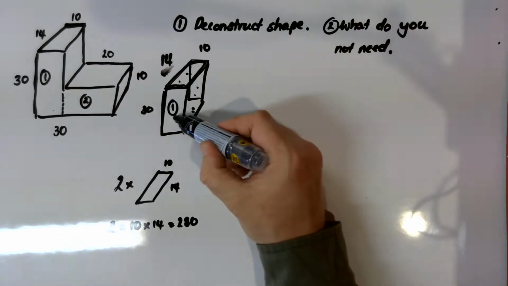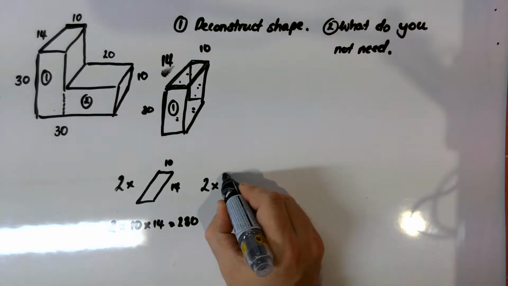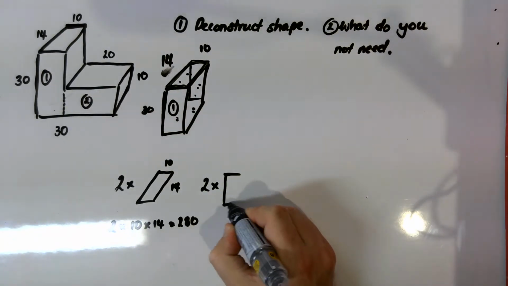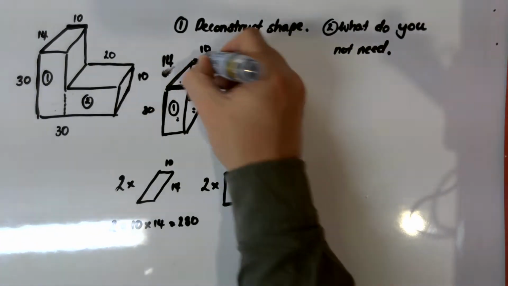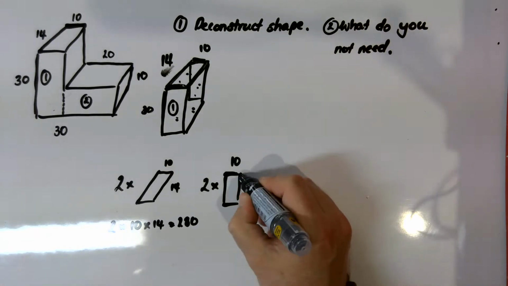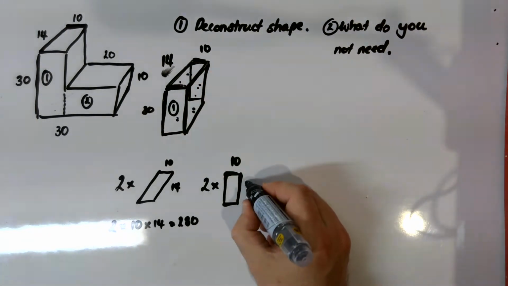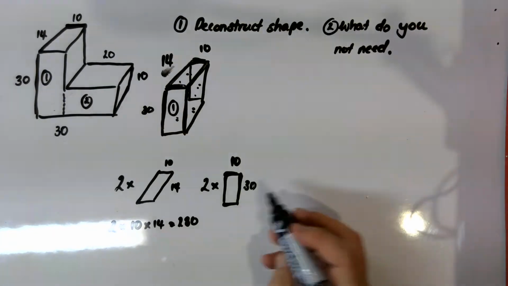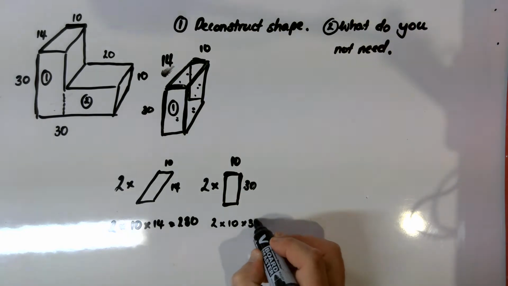Now I'm going to do the front and the back. So the front rectangle, so they're the same again, so I'm just going to times them by 2 because there's 2 of them. It's 10 across the top, so that and that are the same length, so it's 10 there. And down the side here, or this length, is the same as that one, so this is 30. So I end up with 2 times 10 times 30 to calculate this.